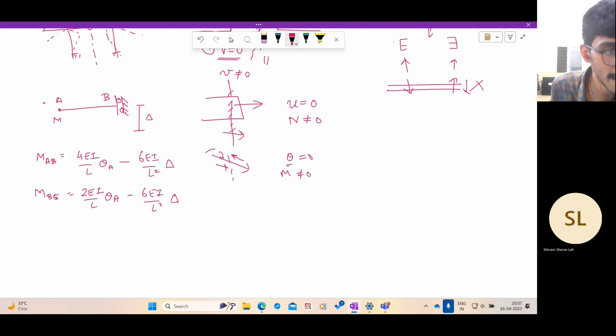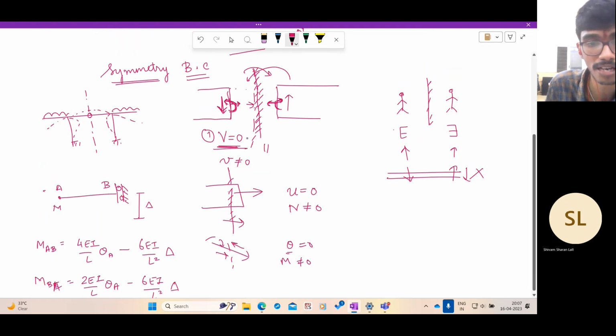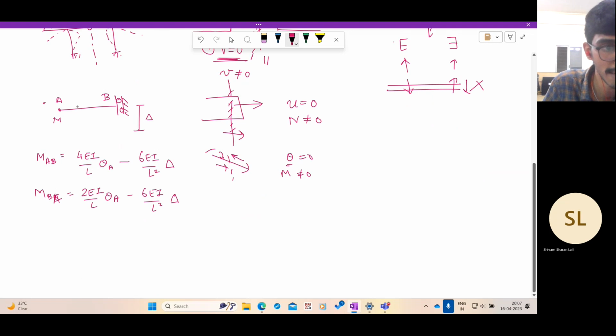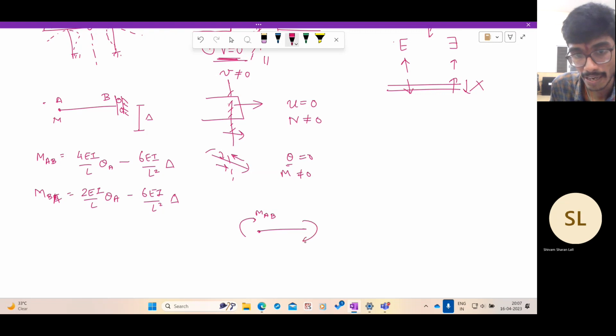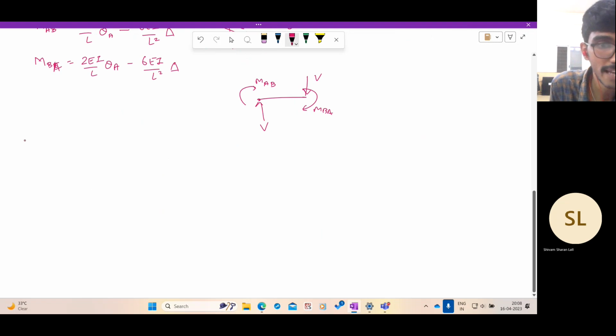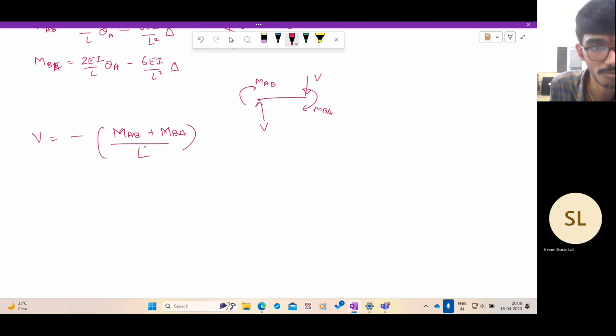Do we know anything about MAB and MBA? No, both of them can be non-zero. But what we do know is the shear force has to be 0. We are going to use this symmetry condition. What is the shear force in this beam? There is no internal loading. So if you draw a free body diagram, you have MAB, MBA, and since there's no internal loading, we'll have equal and opposite shear force, V and V, to counteract like this. So what is V equal to? V is equal to minus of MAB plus MBA, divided by L on both sides, equal and opposite forces separated by L. This should be equal to 0.